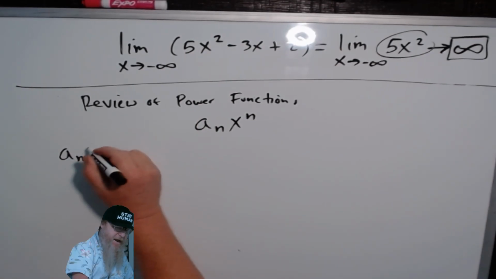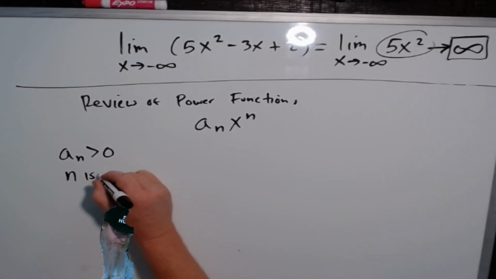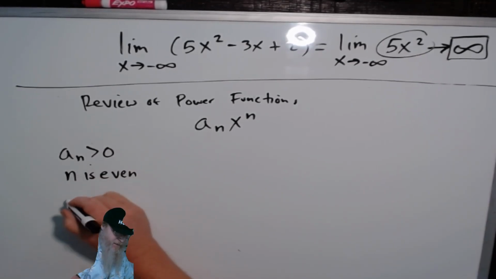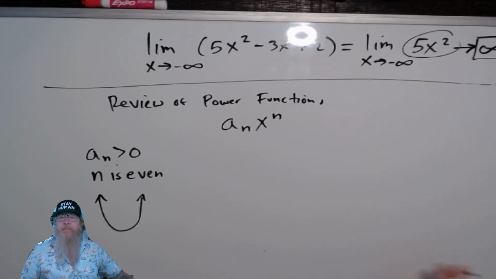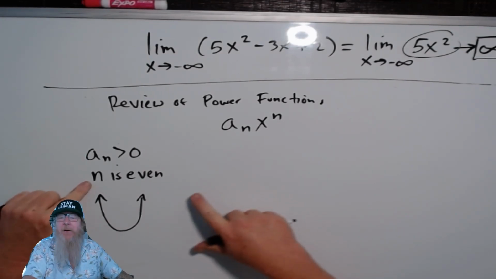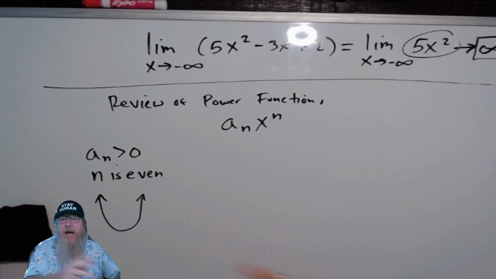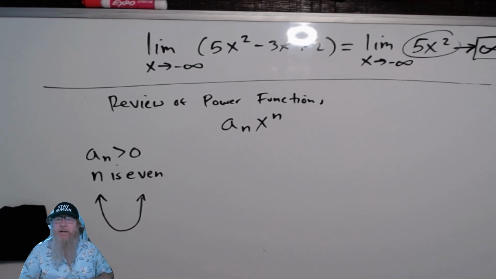So if a_n is positive and n is even, it essentially looks like a parabola. Not exactly, but a fourth power basically has the same shape as a second power and a sixth power and an eighth power, all the even powers.